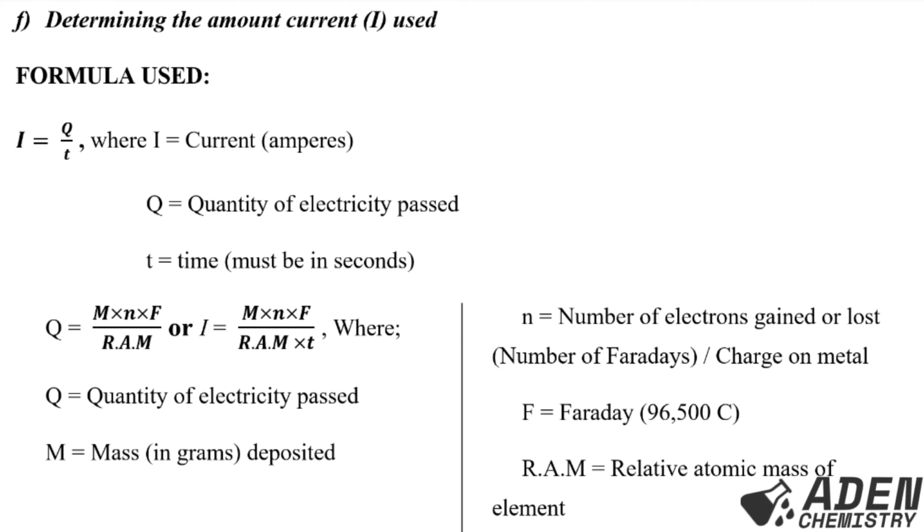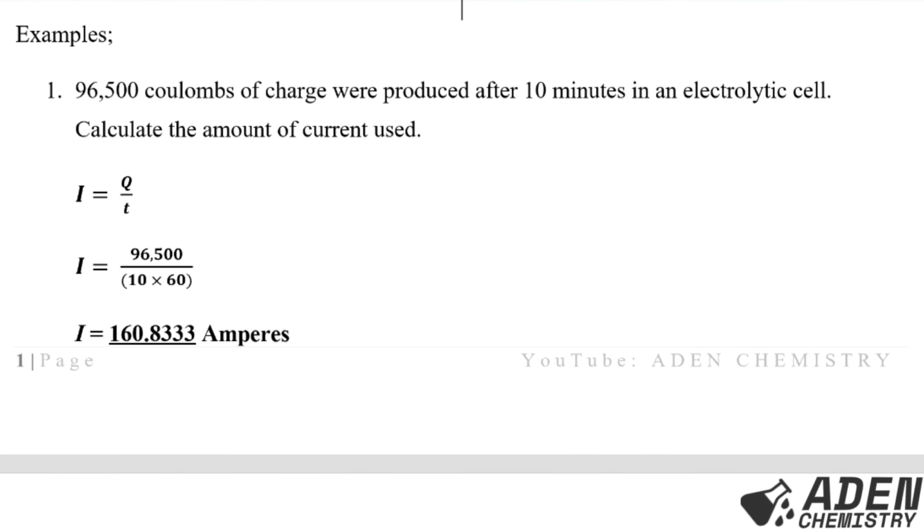So we are going to go to examples. Example number 1. We are told 96,500 coulombs of charge were produced after 10 minutes in an electrolytic cell. We are asked to calculate the amount of current used. So we can use the formula current, I, equal to Q divided by time. So I is equal to the quantity, 96,500 coulombs, divided by time. The time is 10 minutes, but remember, time must be in seconds, so we multiply by 60 to convert it into seconds. What we are going to get there is 160.8333 amperes as our current.